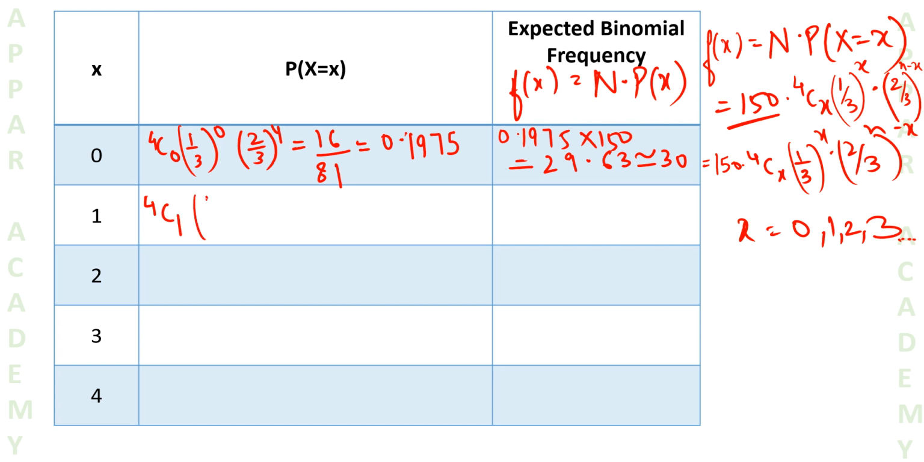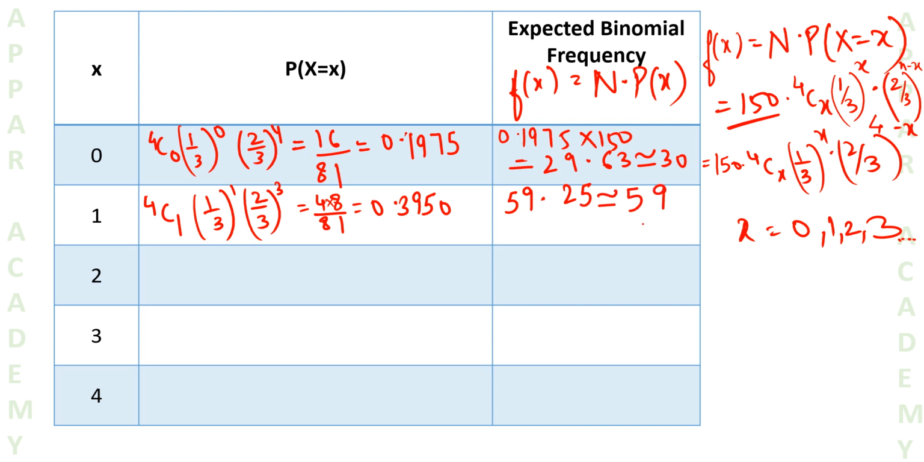This becomes 4C1, 1 by 3 to the power 1 and 2 by 3 to the power n minus x. Let's put down the value of n over here as 4. So this is 4 minus 1, which is 3. So now this will give us 4 into 8 upon 81. This is equal to 0.3950. So when I multiply it by 150, this will be 59.25, which is approximately equal to 59.